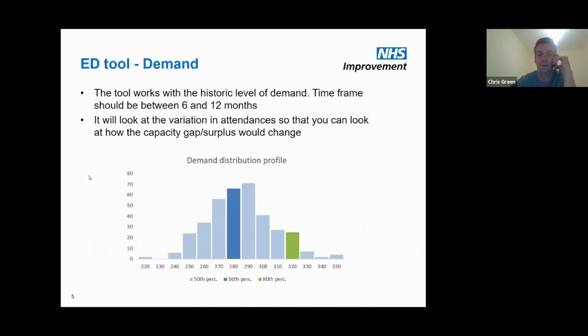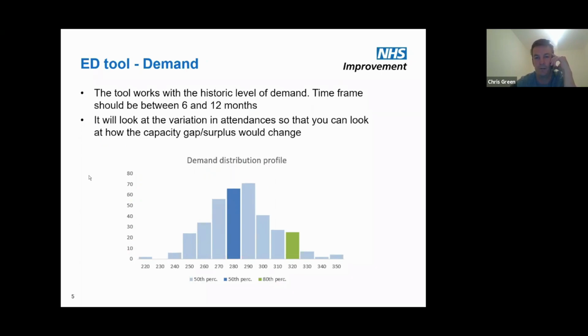So when we have a look at the attendances, something to really bear in mind is that we want to look at a significant amount of data. There's no point just looking at one day in particular or one week in particular. The tool will work off a historical level of demand, and the time frame that we suggest for this is between 6 and 12 months.